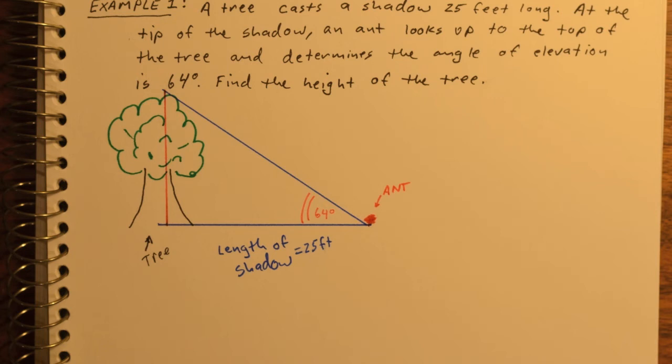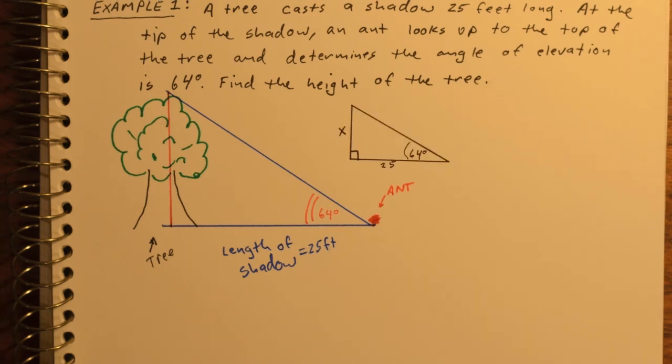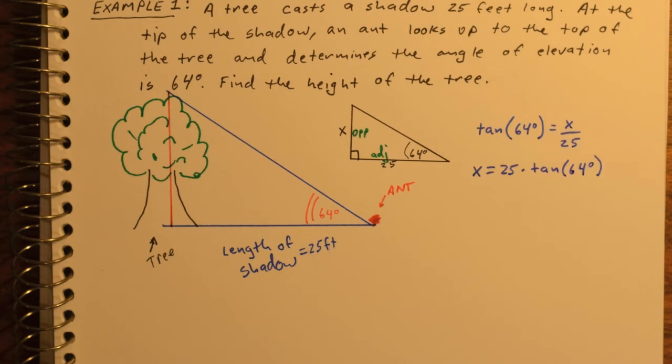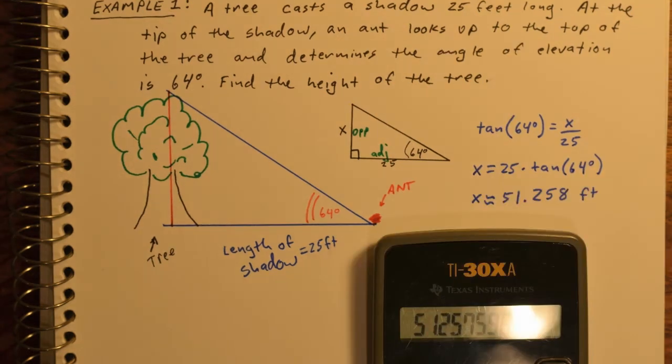If you sort of recreate that triangle, we have 64 degrees as the reference angle, 25 is the adjacent, and x is the unknown opposite. Since we want to find the opposite, and we know the adjacent, we'll use the tangent function. So the tangent of the angle is x over 25. Therefore, x is about 51.258 feet. So the tree is just about 51.258 feet tall.